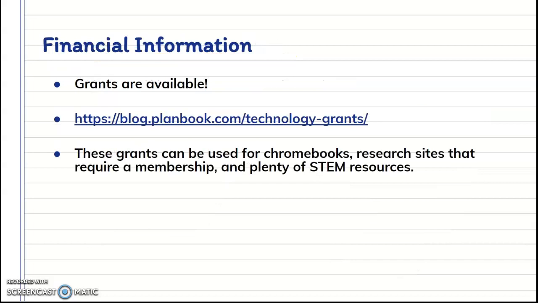Here's some financial information regarding technology in classrooms. This is actually a link that has 17 or 18 grants that are available for different things like Chromebooks, research sites that require membership, and plenty of different STEM resources. So definitely check out that link. There are plenty of grants. If your school district does not have access to these technologies through financial situations, grants are a great way of getting technology in the classroom at your school.